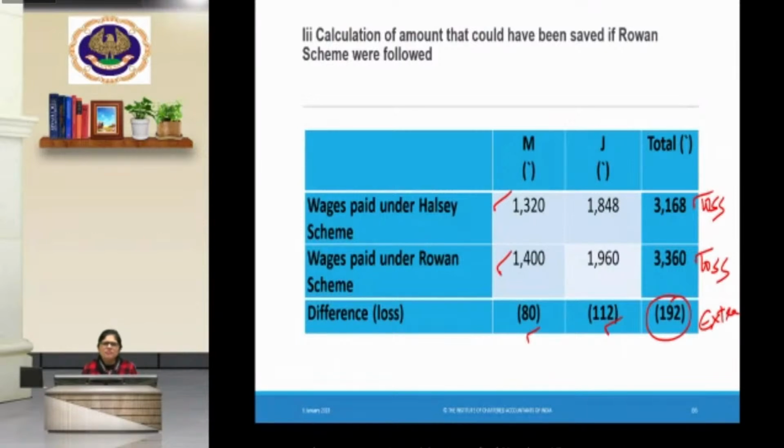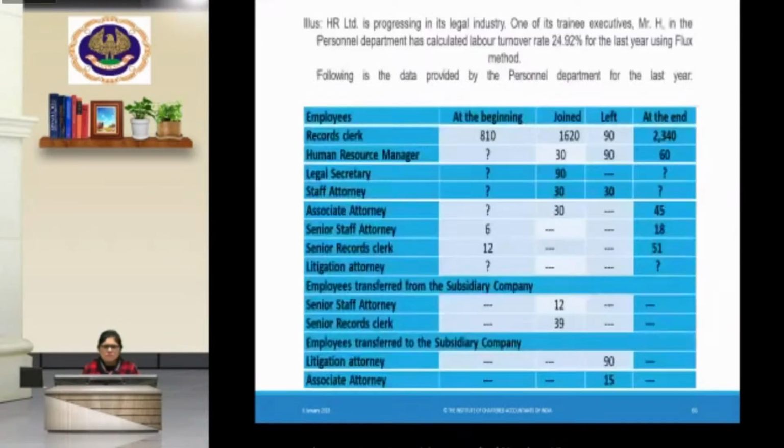I think this question is solved and the query is also solved. Okay, so this is probably the last question for the session. I'll be sharing the PPT with you. The concerned team will be sharing. There are a couple more questions which you can practice. So let's understand this question. It's again a very good question for the replacement and the labor turnover. So just try to understand this question.